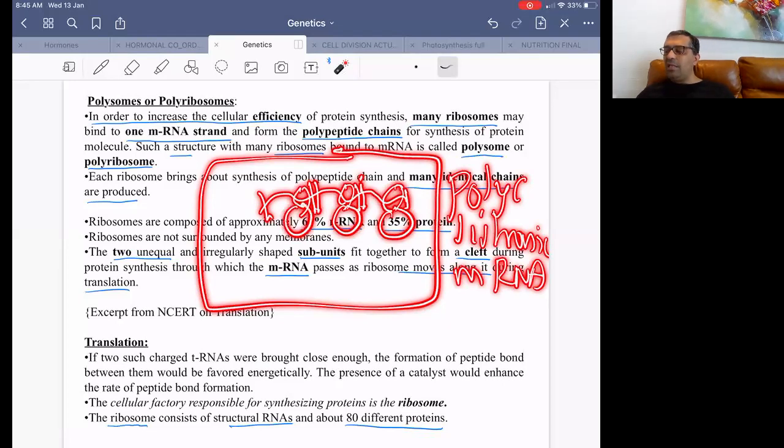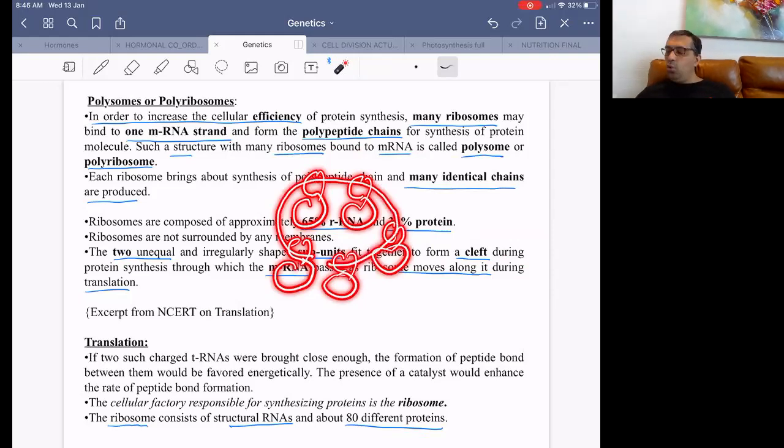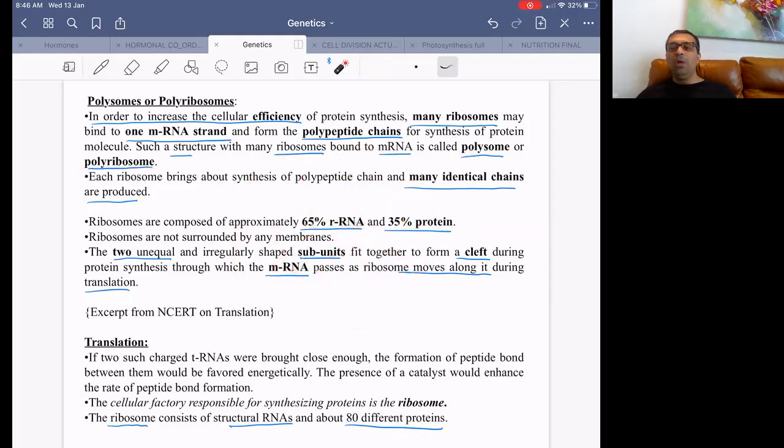एक राइबोसोम में एक ट्रांसलेशन होगा, दूसरे राइबोसोम में दूसरा ट्रांसलेशन होगा, तीसरे राइबोसोम में तीसरा ट्रांसलेशन होगा, and ऐसे एक चेन ऑफ राइबोसोम्स होता है, और चेन ऑफ राइबोसोम में वन सिंगल एमआरएनए अंडरगोस ट्रांसलेशन। तो एक ही सिंगल एमआरएनए का मल्टीपल ट्रांसलेशंस हो रहा है, because it is a polycistronic mRNA, and this collection of multiple ribosomes is called polysome or polyribosome.